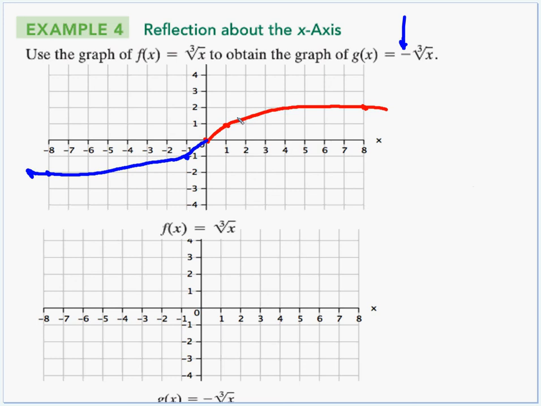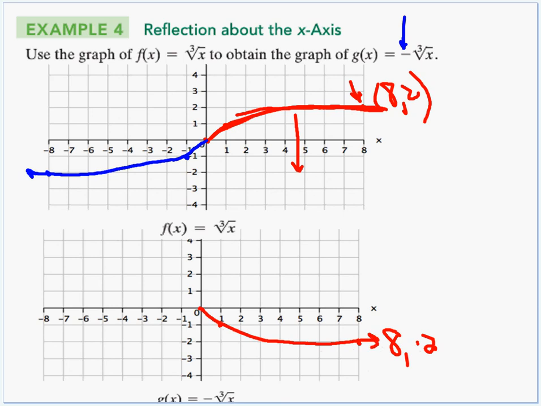So here, this red part that I'm going to go over again here, that is going to be reflected over the x-axis. So from the origin, instead of going up 1 and over 1, we're going to go down 1 and over 1. And then this point that was here at 8, 2 is now going to be 8, negative 2. We have negated our y value. So that's been shifted over the x-axis.